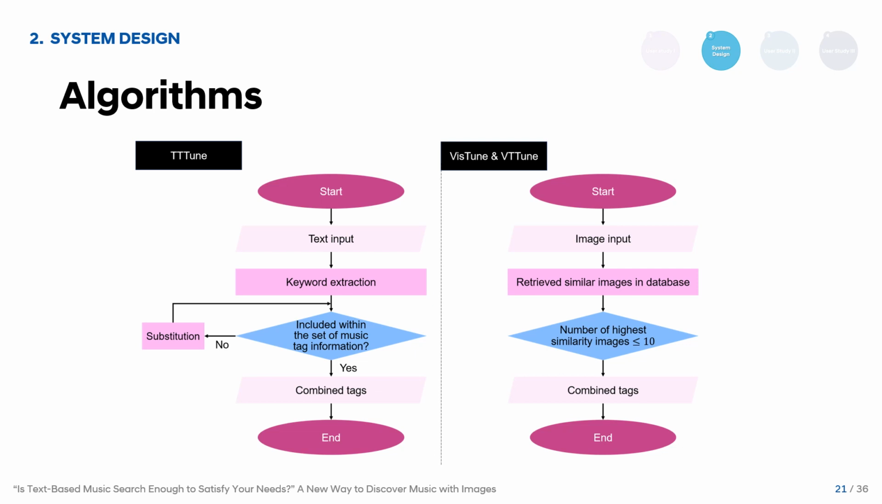VisTune and VTTune, which use images as intermediaries, search the database for images with similar features to the input image and compile the tag information of the searched images to create the final tag information. Similarly, they search for music with the same tag information and provide it to the users.